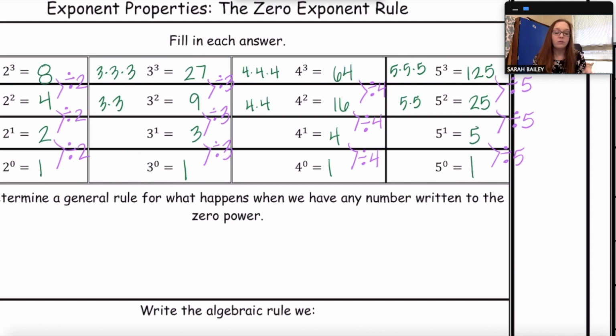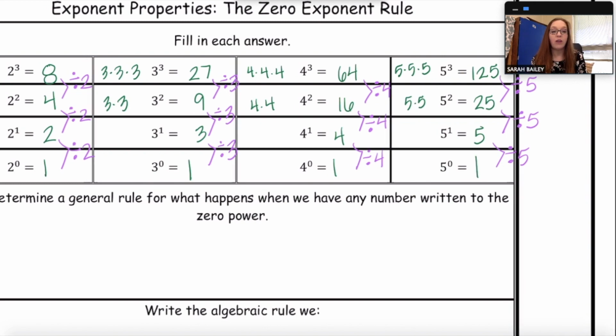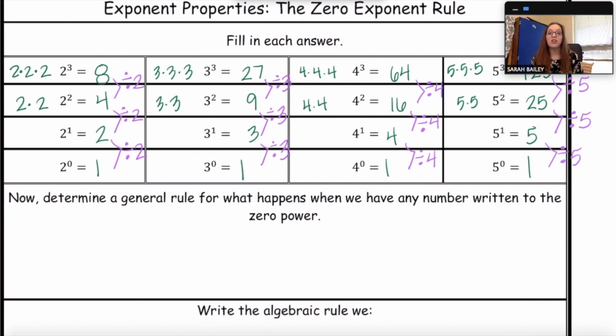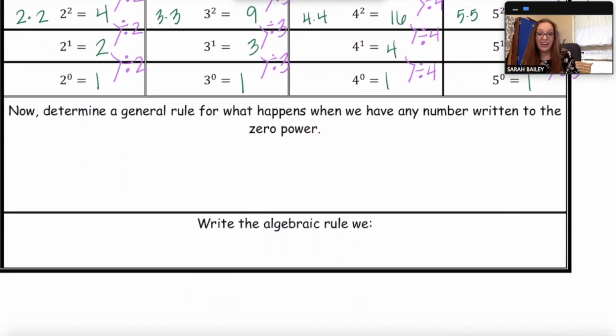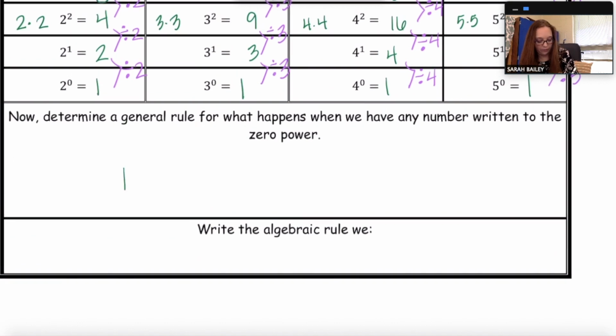Now, I'm going to pause for just a second here. If you have not copied this information down, then you really need to pause the video now and get that information copied. All right, so it says, now determine a general rule for what happens when we have any number written to the 0 power. So it looks like any number to the 0 power is 1.